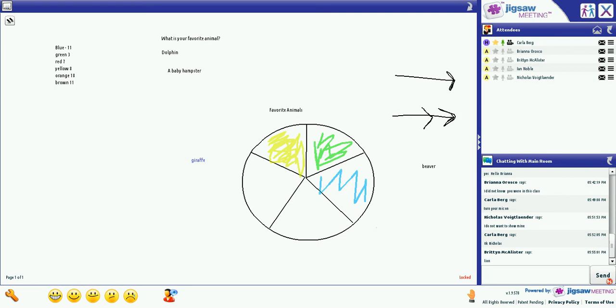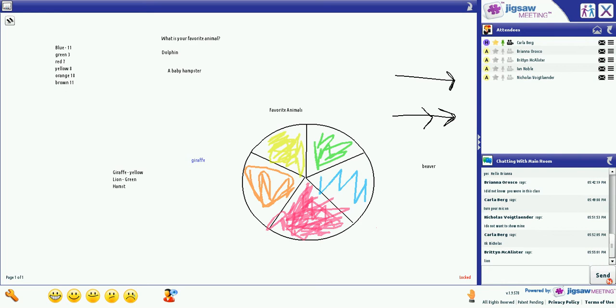If you were making this on your piece of paper or if you were using Excel to make the graph, you would make it fill in the entire piece of pie. And now I need to make my data or my key to go along with this. So I have giraffes. They are going to be yellow. I have a lion. It's going to be green.